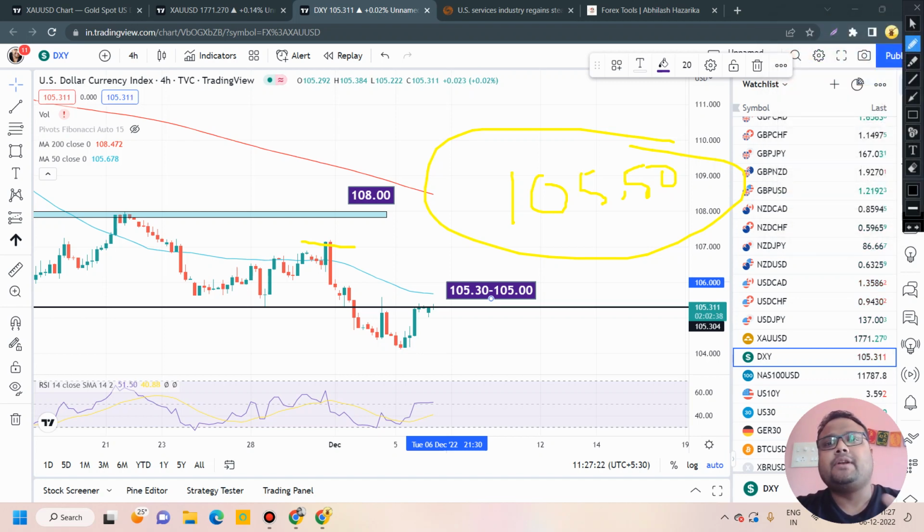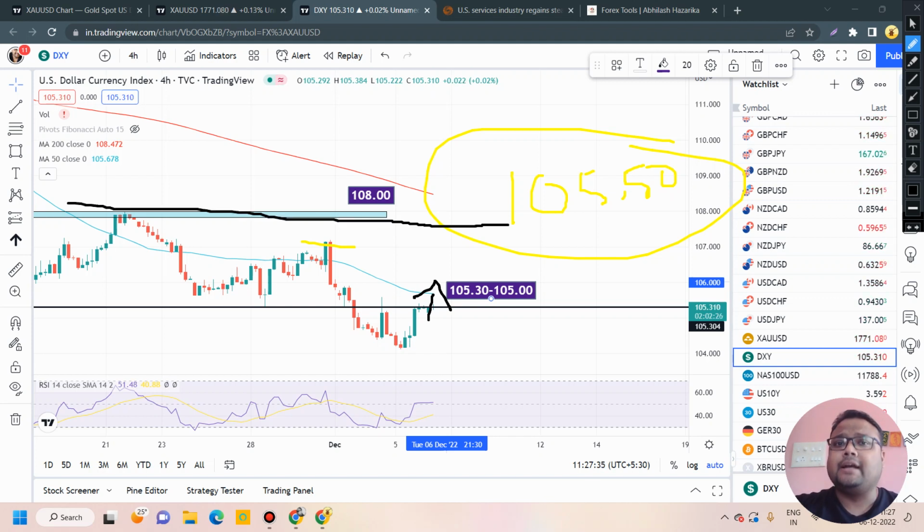I'm not saying that we have a trend reversal on DXY, but yes, we can see that buyers are still trying their best to take the market up. Until DXY breaks the 107, 108 level, we cannot be certain regarding the trend reversal. The market is still in a downtrend, but buyers are trying their best to take the market up. Enough talk about DXY.